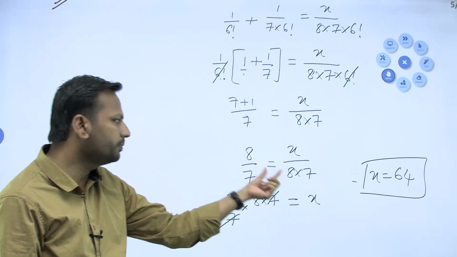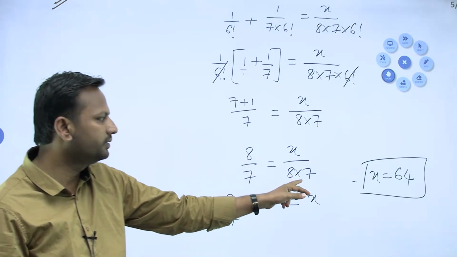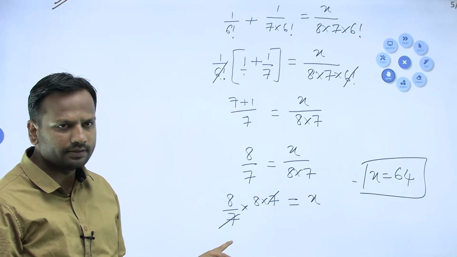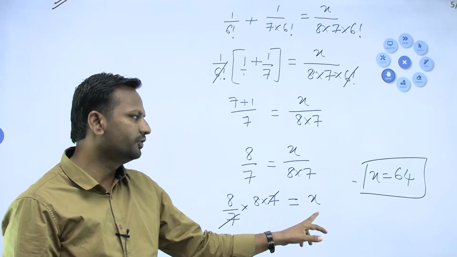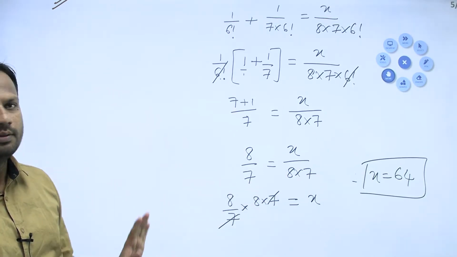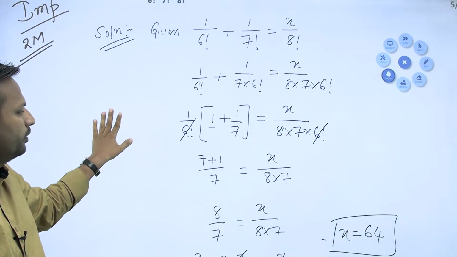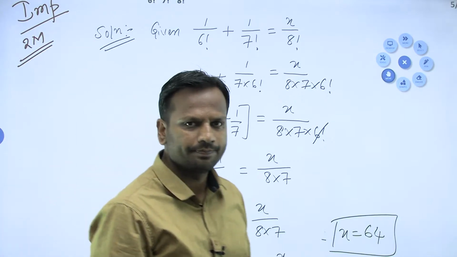What I have done, I cross multiplied to the left hand side this denominator term of RHS side. So when I cross multiply, here 7 7 gets cancelled. 8 8s are 64. That is the X value. Simple, right? But important one, students. Important one for the exam point of view for 2 marks here. Okay.